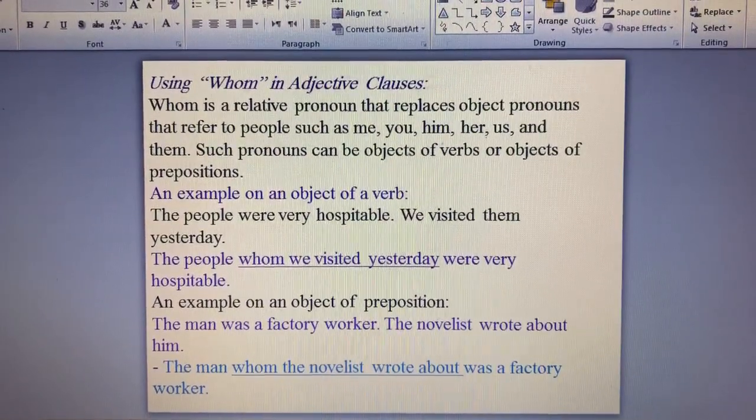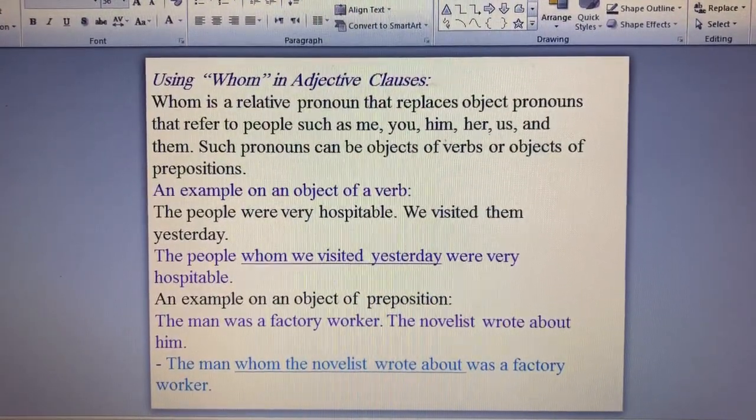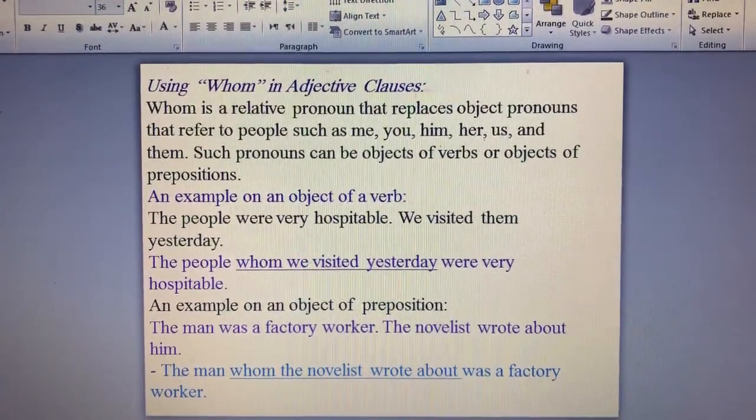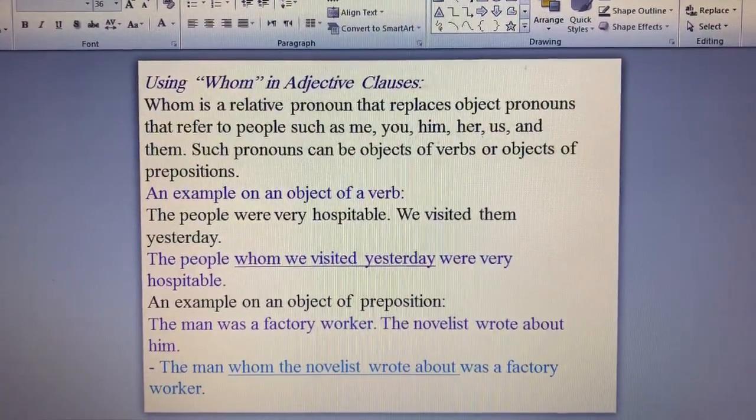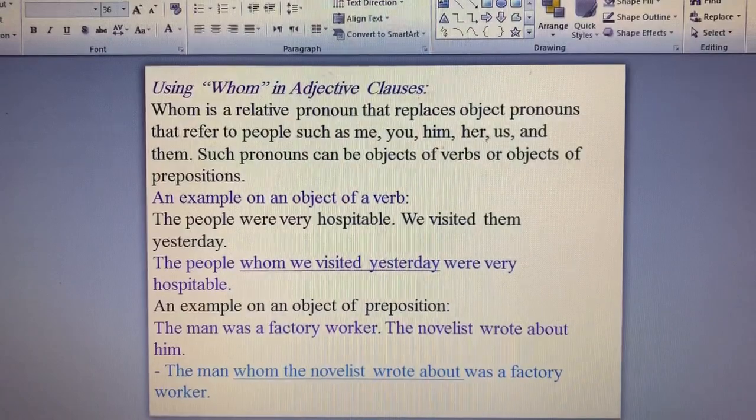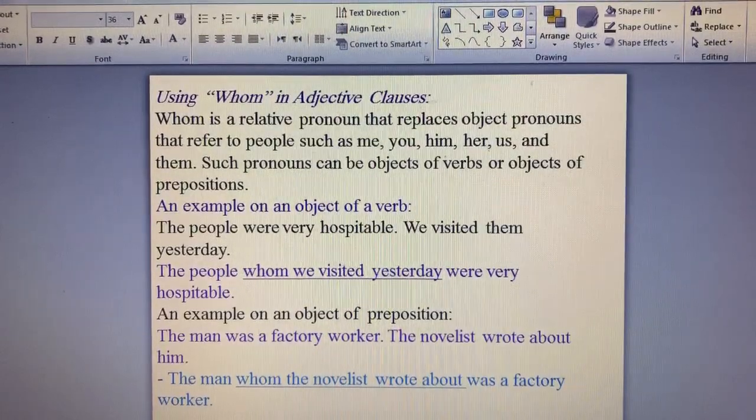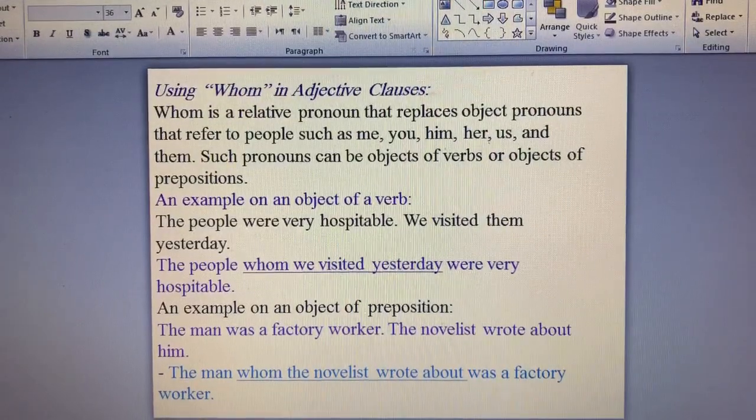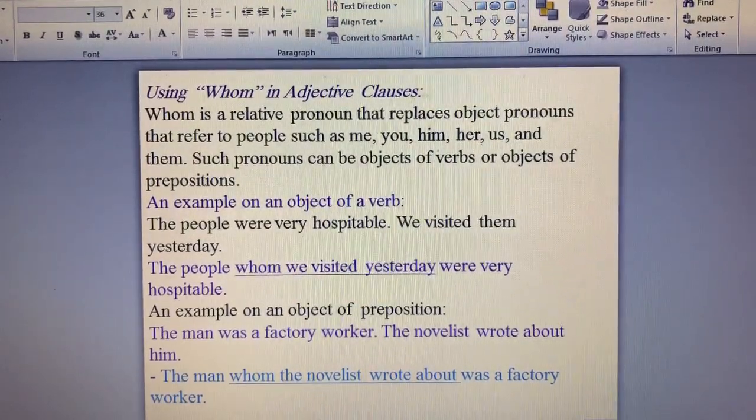Here is an example on an object of a verb. The people were very hospitable. We visited them yesterday. If you look at this example, you will have two independent clauses. This means two complete sentences. In the first clause, the noun people functions as the subject. In the second clause, them is an object pronoun that refers to the subject people. It should be omitted from the adjective clause and replaced by whom. To avoid repetition, we should use suitable pronouns to replace some antecedents or nouns.